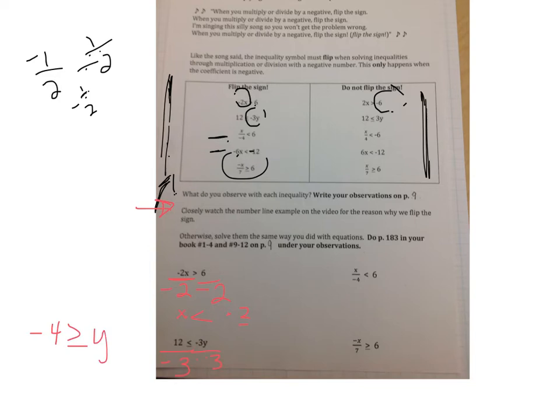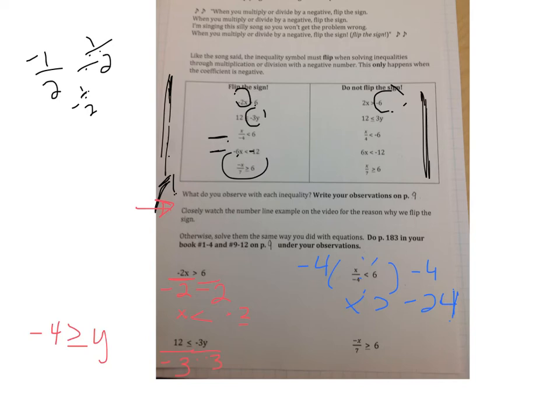Over on the right-hand side, this is a division problem solved by multiplication. Multiply both sides by negative 4, and then you're going to change that sign. It's a less than, so we'll make it a greater than negative 24.